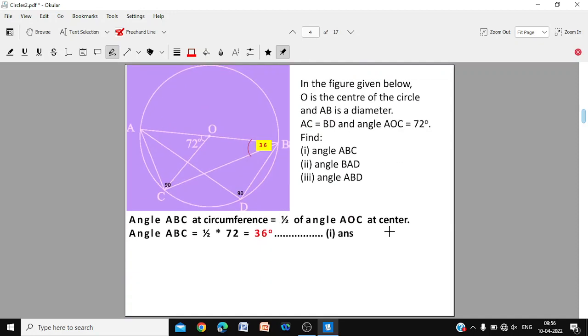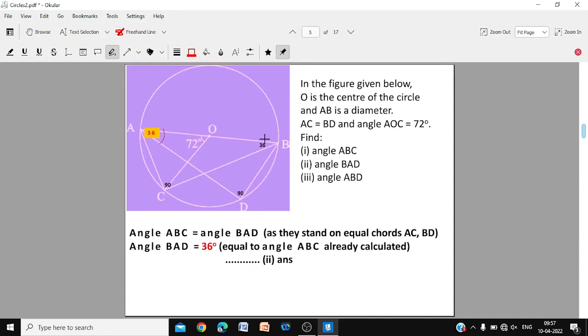Now, first of all, the angle ABC at circumference must be half of the angle at the center. So if this is 72 degrees, this must be half of 72, 36 degrees. So one part of the question is solved. Angle ABC is 36 degrees, being half of the angle at the center.